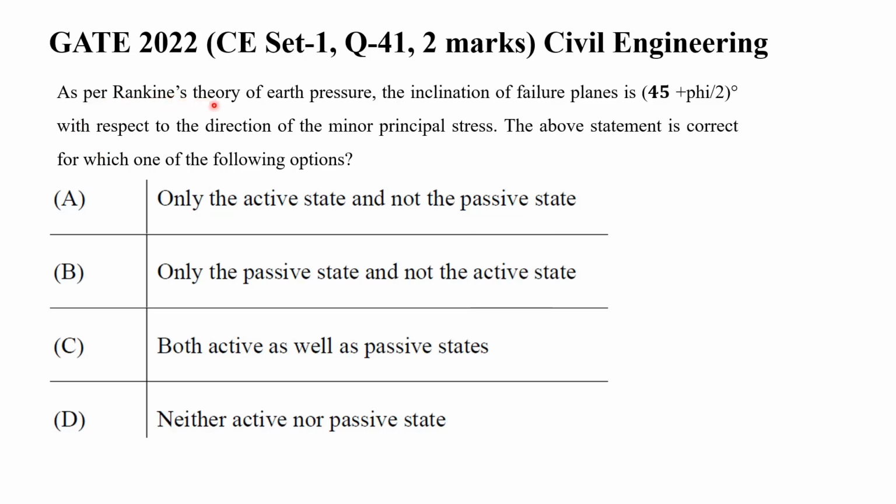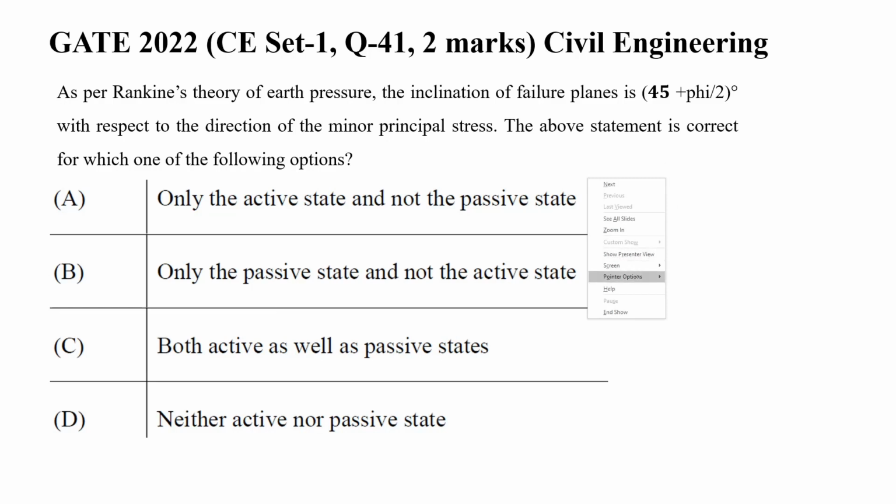As per Rankine's theory of earth pressure, the inclination of failure planes is 45 plus phi by 2 with respect to the direction of the minor principal stress. The above statement is correct for which one of the following options? Only the active state and not the passive state, only the passive state and not the active state, both active as well as passive states, neither active nor passive state.